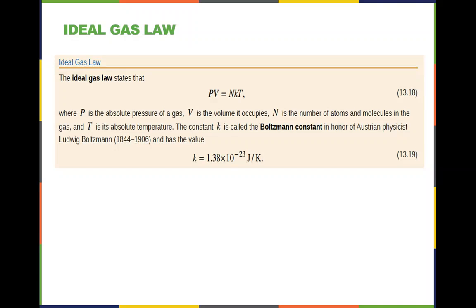So from here, we go into the ideal gas law, which states your pressure, that's what your P signifies, times your volume, the volume it occupies, is equal to N, the number of atoms and molecules in gas, times your k, which is Boltzmann's constant, that is k equals 1.38 times 10 to the negative 23 joules per Kelvin, times your absolute temperature. So your absolute temperature has to be in Kelvin.